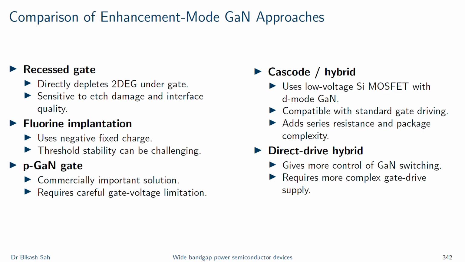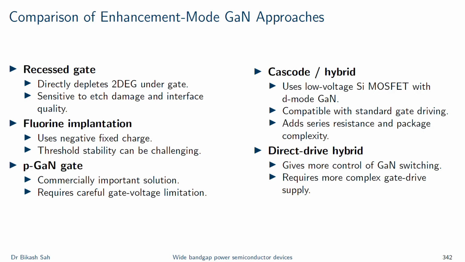So the recessed gate that we discussed directly depletes the two-deck under the gate, but it is sensitive to etch damage and interface quality. When we look into the fluorine implantation, it uses a negative fixed charge, right? That's what the fluorine implantation will do, but the threshold stability can again be challenging. P-GaN gate technology is commercially important and has been widely used, but again it requires careful gate voltage limitation and understanding of the gate current.